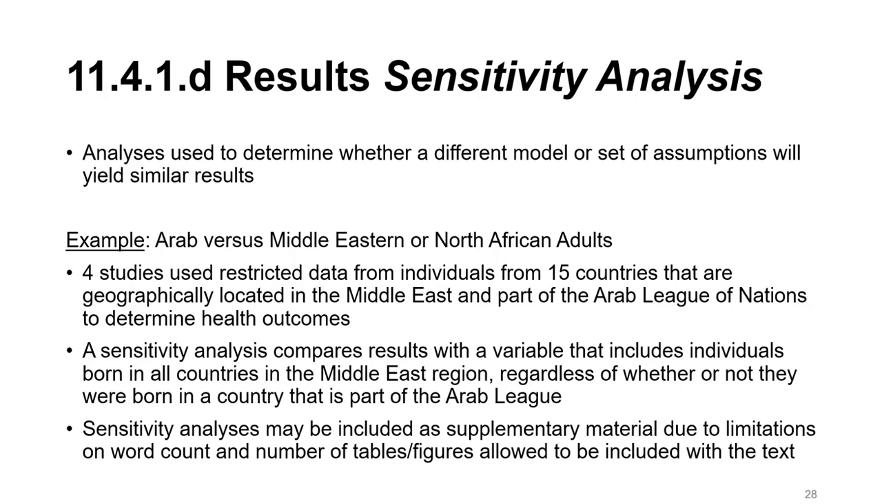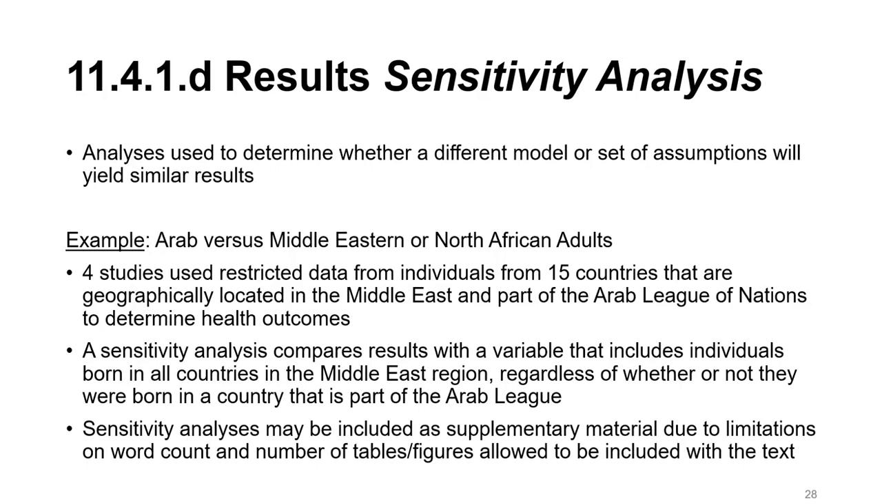An example of this includes some of the studies that I did looking at Arab Americans, but looking at it categorized in different ways. My colleague and I did 4 studies where we looked at restricted data from individuals born in 15 countries geographically located in the Middle East and part of the Arab League of Nations. So we created that variable as a foreign-born Arab American, and that was restricted data in order to do that.